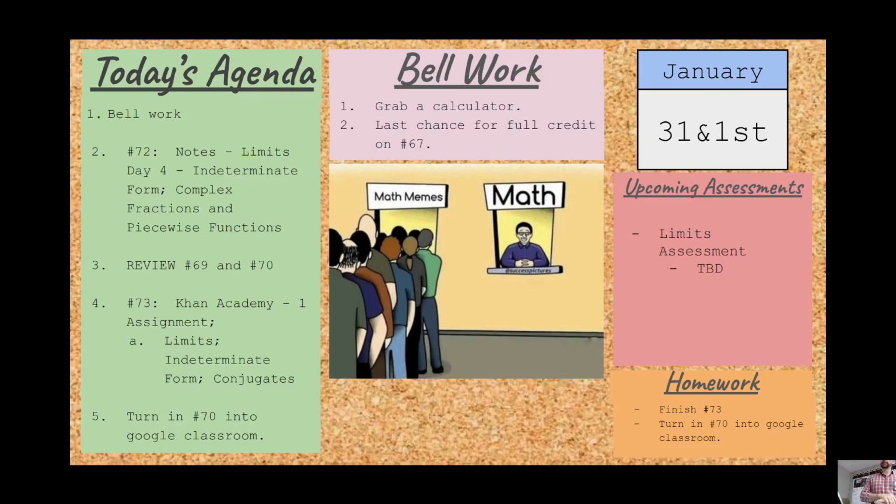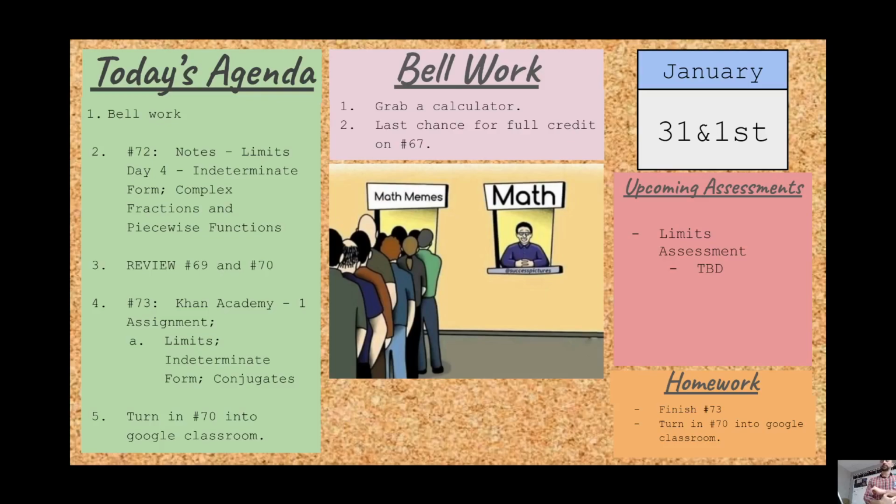So the next piece in limits is we're going to talk about one new way to deal with indeterminate form. We talked about factoring two classes ago. Last time I saw you, I talked about how to deal with indeterminate form with conjugates and trig identities. Today, we're going to talk about how to deal with indeterminate form on complex fractions and then get a little bit of practice reading a piecewise function.